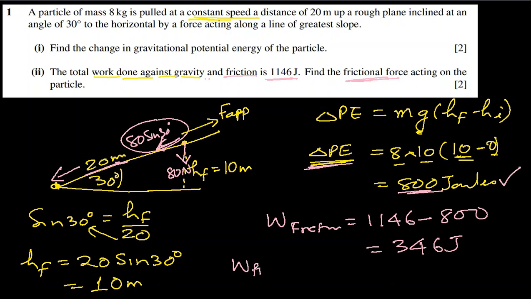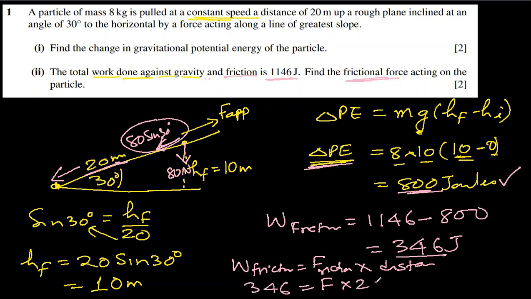Work done by friction is the frictional force times distance. Frictional force is to be found out. Work done by it is 346, we just found out. Distance is 20, so we can finally write here that the frictional force is 346 divided by 20, which is 17.3 newtons. Let's go to the next one.